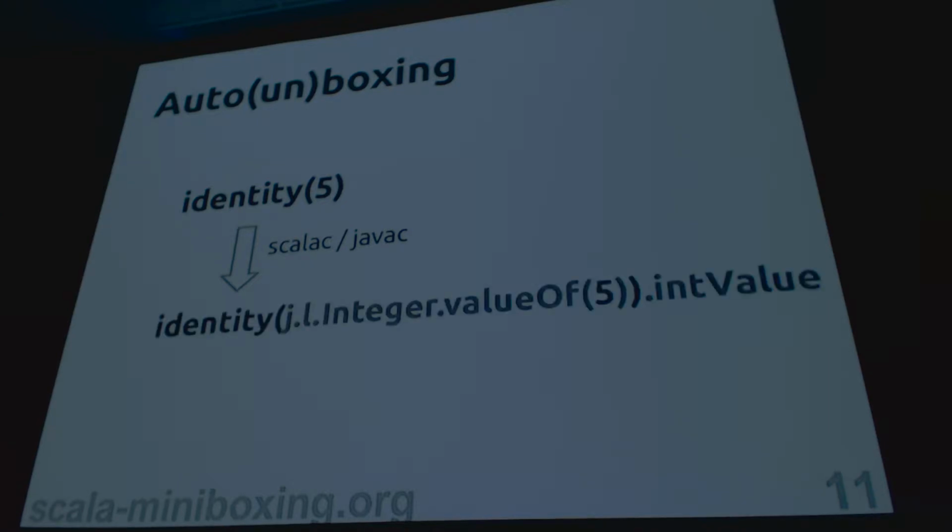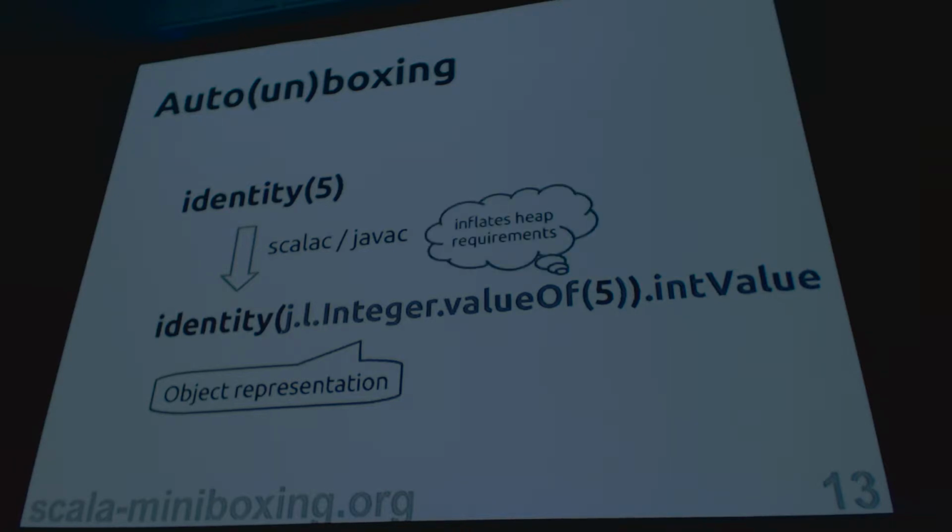So let's take identity of 5. That's running identity with parameter 5, and we get that compiled with scalac. Well, this is what you get. I guess everybody in the room got that and hates it. This basically uses the Java Integer, which is the object representation for the integer 5, and then it unboxes it using intValue.